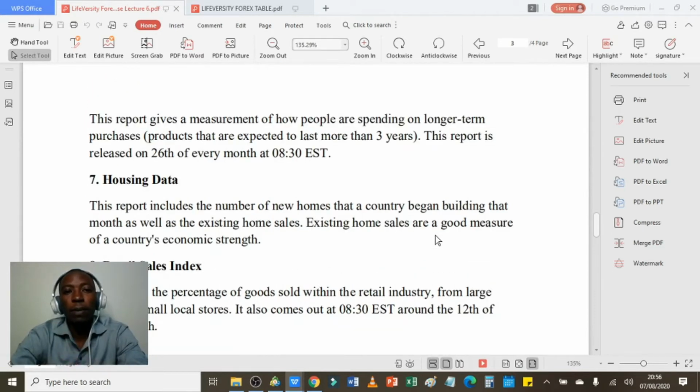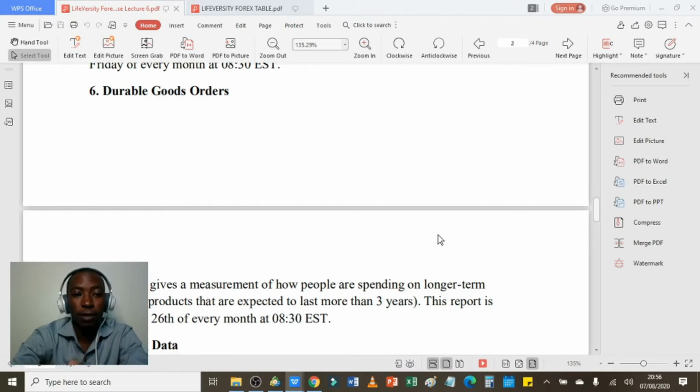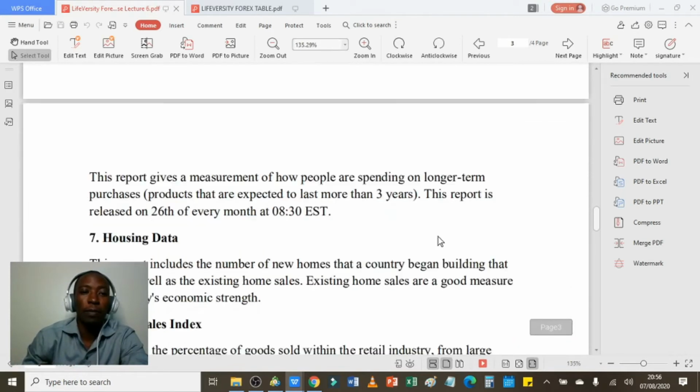Six, durable goods orders. This report gives a measurement of how people are spending on longer term purchases, products that are expected to last more than 3 years. This report is released on the 26th of every month at 8:30 a.m. On the 26th of every month at around 8:30, I usually check my trading calendar to ensure I'm tuned in when the durable goods orders report is given.